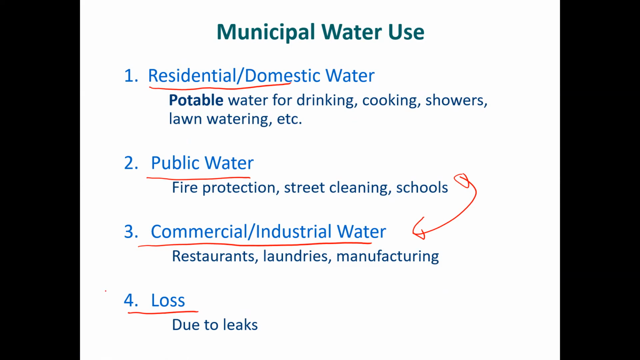And the other one that is thought about in terms of cities, of course, is loss. A certain amount of water is going to get lost due to leaks and inefficiencies in the system that aren't going to get delivered to homes or businesses and whatnot.